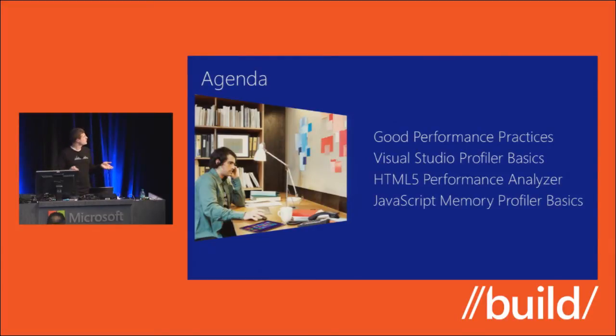Then we're going to talk about a tool called the HTML5 Performance Analyzer. I'm not sure how many people have seen it. It ships in the Windows SDK, which installs with Visual Studio, so it's on the machine if you have Visual Studio and are doing app development. It's a really good tool for assessing and telling you the things that you should care about at a high level when it comes to performance. And then the last thing we're going to talk about is the JavaScript Memory Profiler basics.